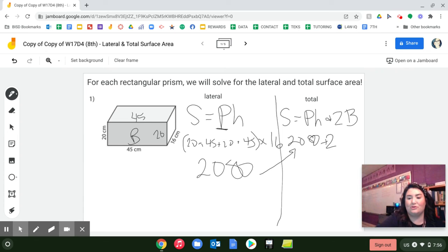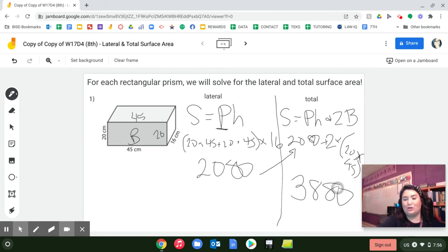2080 plus 2 times the area of the base, which would be the same numbers we used before, 20 and 45, except now we're finding area. So it's 20 times 45 instead of adding. That's not pretty right there, but that's okay. When we plug all that into our calculator, what we should get is, hold on, I got my answer over here. Our answer for that is 3880.